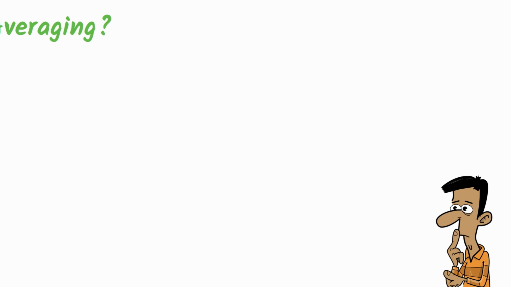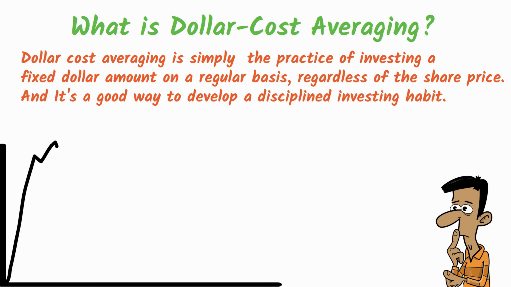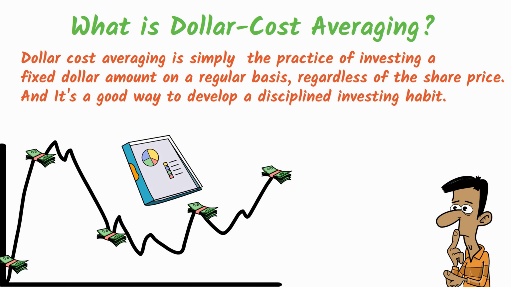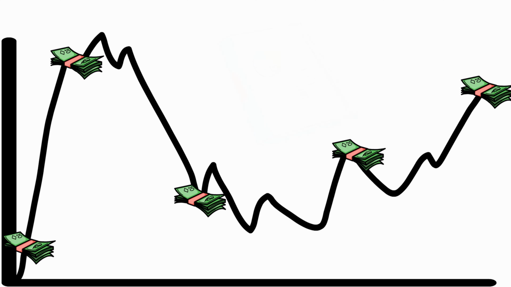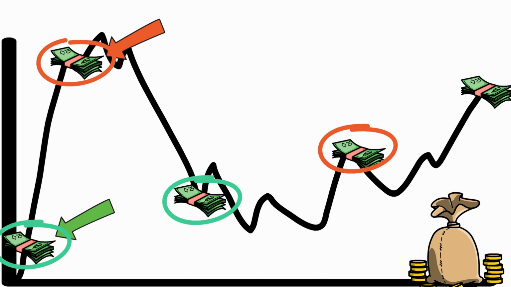Alright, so what is dollar cost averaging? Dollar cost averaging is simply the practice of investing a fixed dollar amount on a regular basis regardless of the share price, and it is a good way to develop a disciplined investment habit. However, what if I told you I could show you how to get more out of your money? Dollar cost averaging is really just investing high or low over a period of time. But what if you were able to just buy more of the downside than having to actually average?